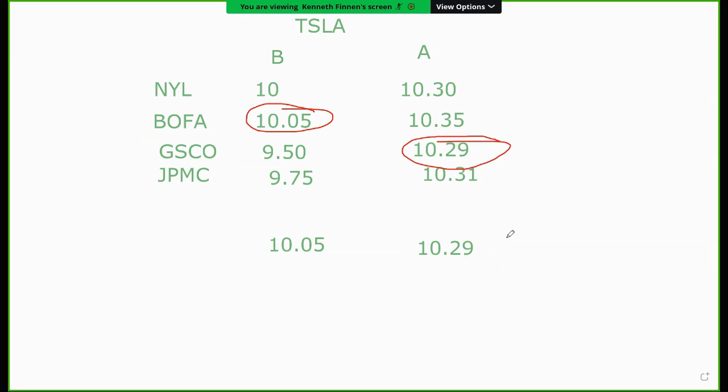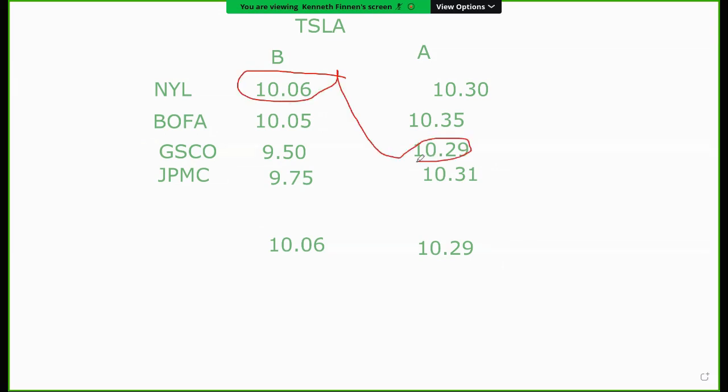Now, that's great, but New York Life is going, wait a second, I don't like being second fiddle. So they go, you know what, you're willing to pay 10.05, that's fine. I'm going to change it. I'm going to bid 10.06. So that means this inside market goes to 10.06. So now the inside market is 10.06 by 10.29. So if somebody's willing to sell it, they'll be able to sell it at 10.06 versus 10.05.